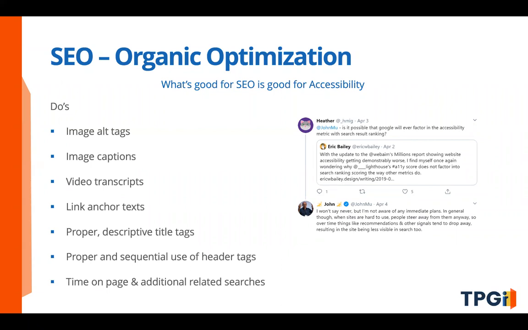Link anchor text: make sure that your link anchor texts are descriptive, not just saying "click here," so that people understand what they're actually going to click to or experience next. It's good for SEO as well.